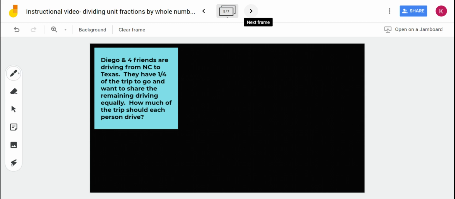Okay, last example here. Diego and 4 friends are driving from North Carolina to Texas. They have 1/4 of the trip to go and want to share the remaining driving equally. How much of the trip should each person drive?